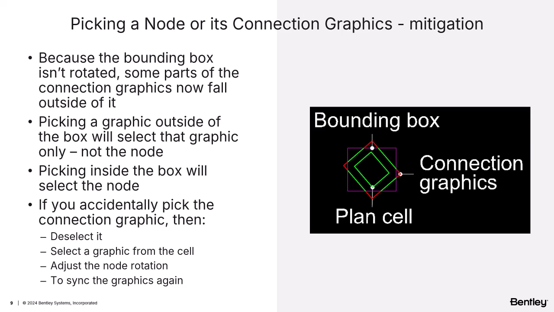Also, the connection graphics are normally construction class elements, and you can turn off the display of construction class elements in View Attributes. It does not affect locating conduits on the nodes, but if the connection graphics are turned off in the display of the view, then you can't pick them and therefore the problem can't occur.